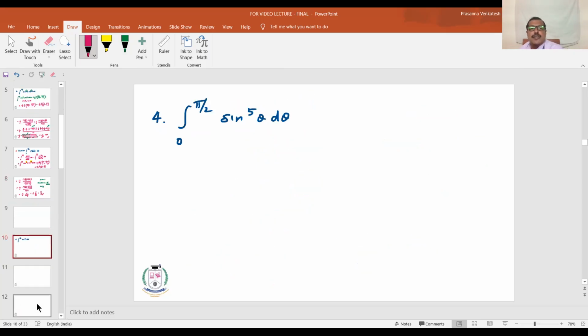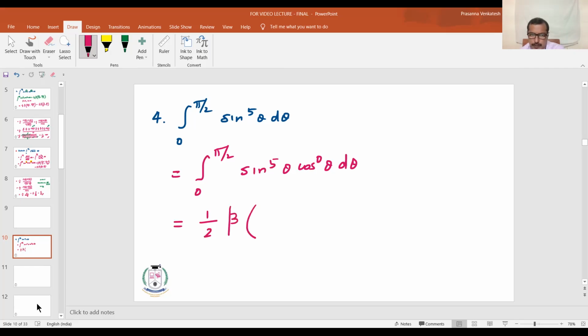Next problem is integral 0 to pi by 2 sine power 5 theta into d theta. Here also cos is missing. So we can write this as 0 to pi by 2 sine power 5 theta cos power 0 theta d theta. Since we have done so many problems, we can directly write this as 1 by 2 beta of (5 plus 1) by 2, which is 3, comma (0 plus 1) by 2, which is 1 by 2, which in turn can be simplified to gamma of 3, gamma of 1 by 2 by gamma of 3 plus 1 by 2, which is 7 by 2.